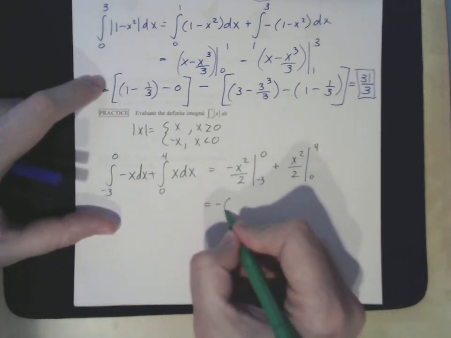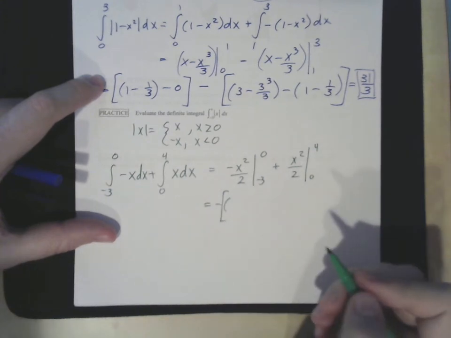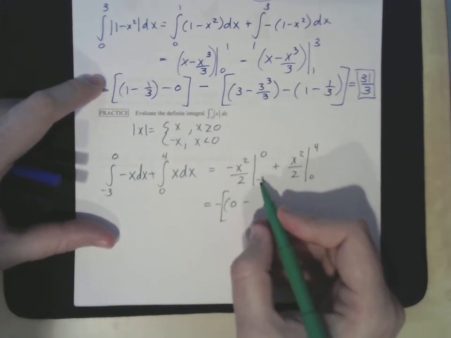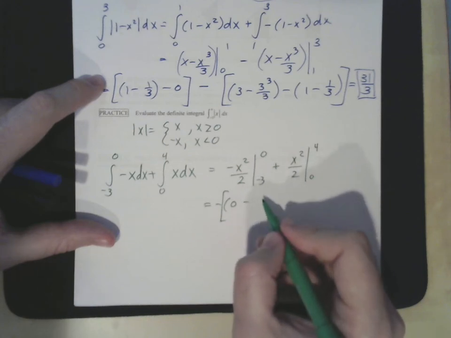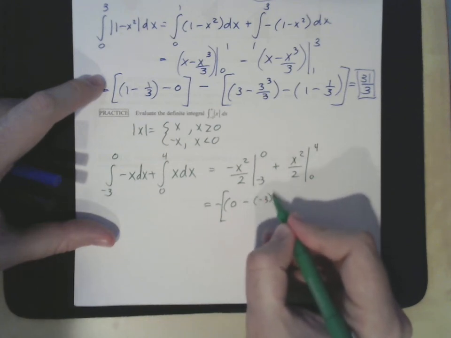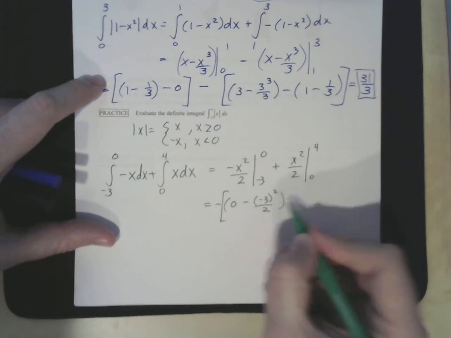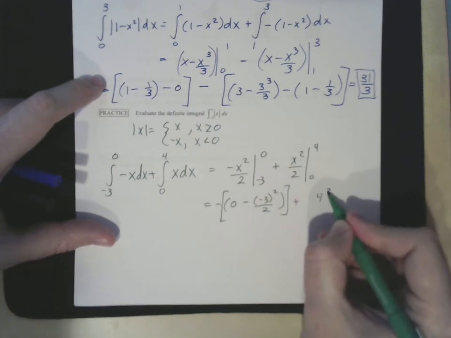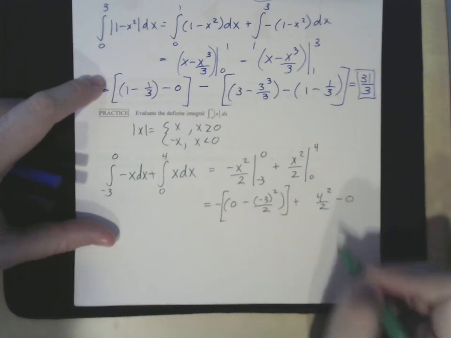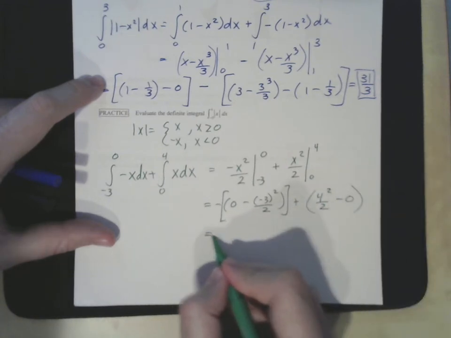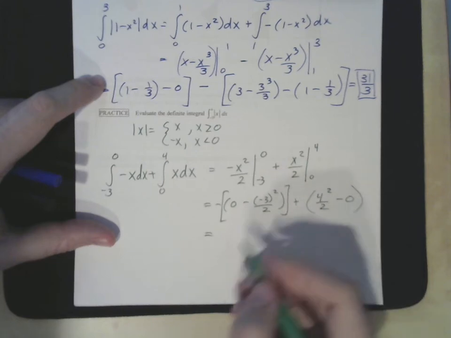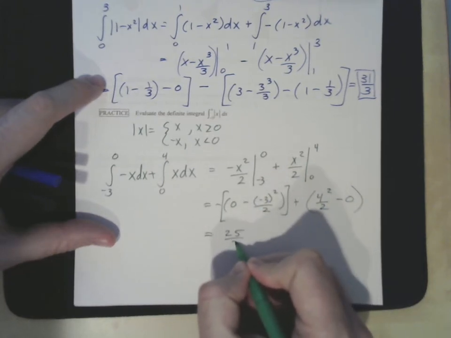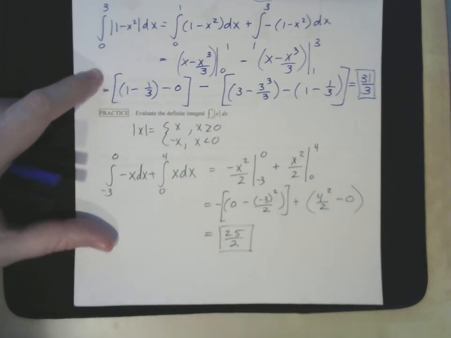So this is negative. We'll put that in big brackets here. 0 minus negative 3 squared over 2 plus, this is 4 squared over 2 minus 0. And when you simplify this all down, we end up with 25 over 2 as our area.